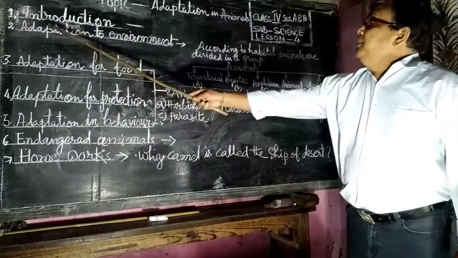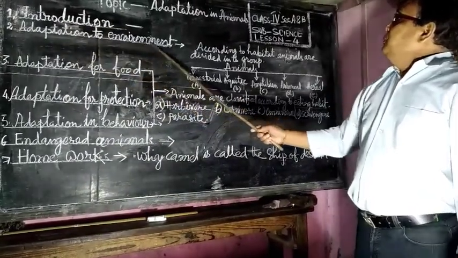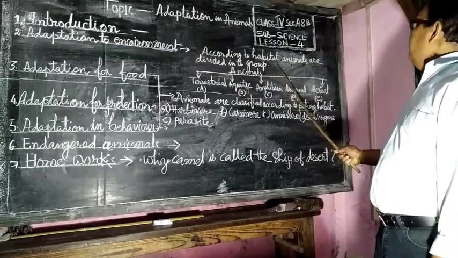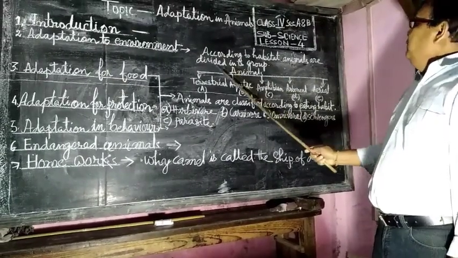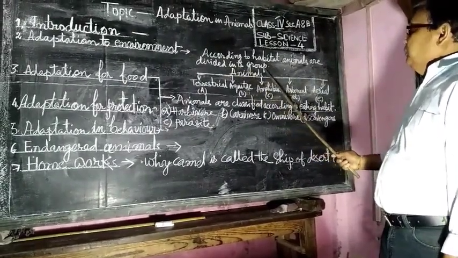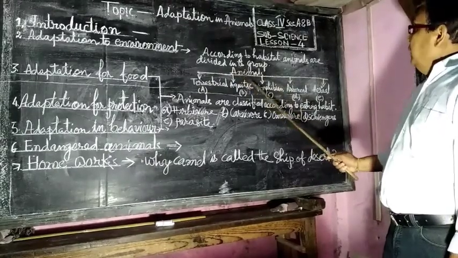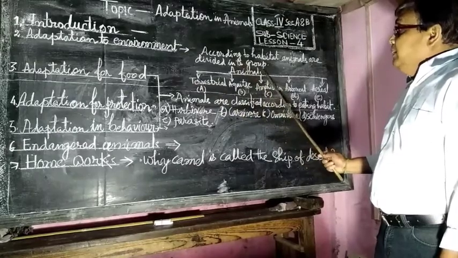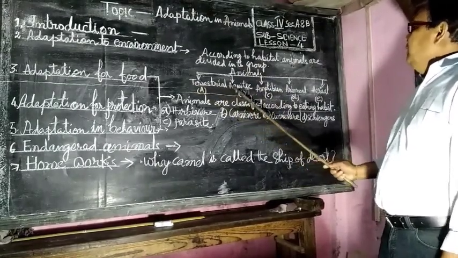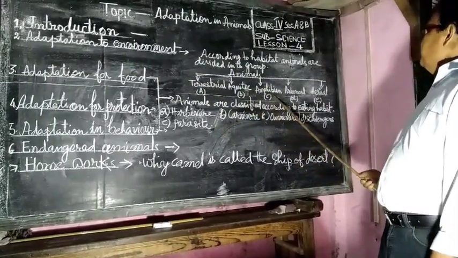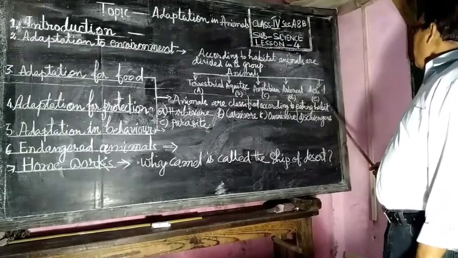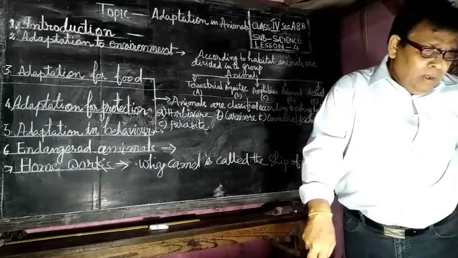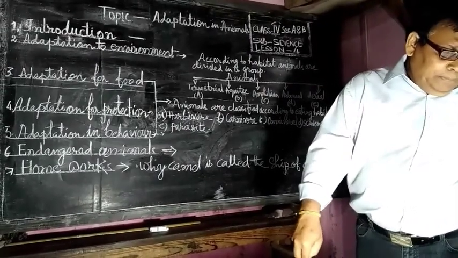Our second point is adaptation to environment. According to habitat, animals are divided into groups. According to habitat, it is terrestrial, aquatic, amphibians, arboreal, and aerial. Now, we'll discuss about it.